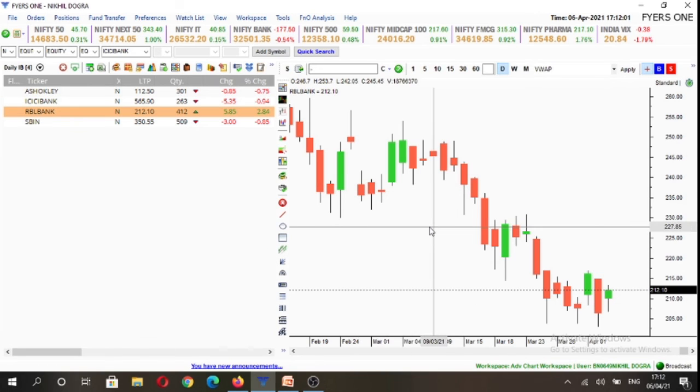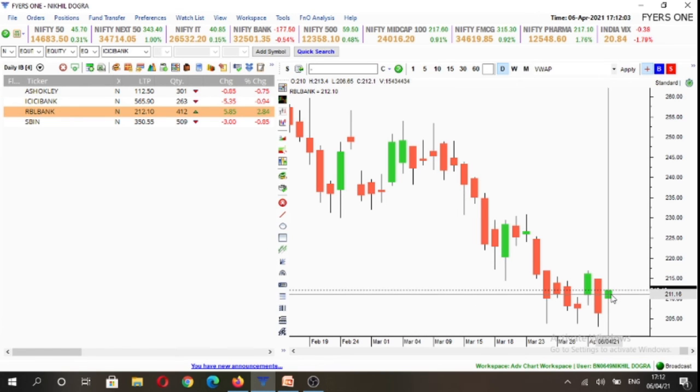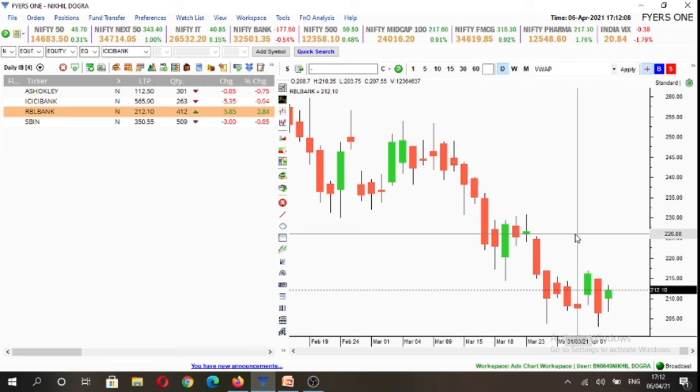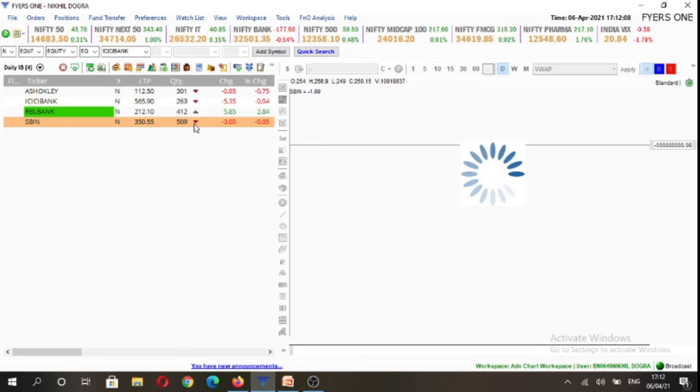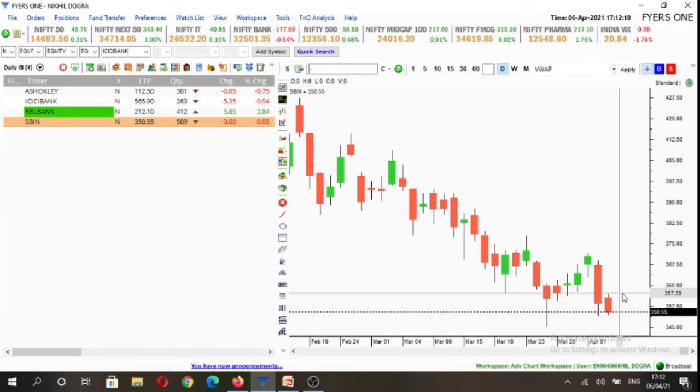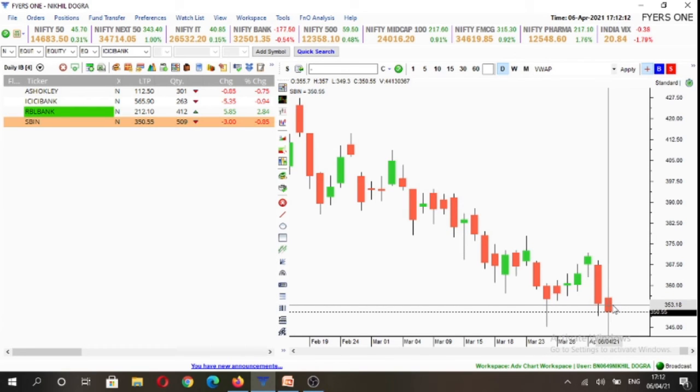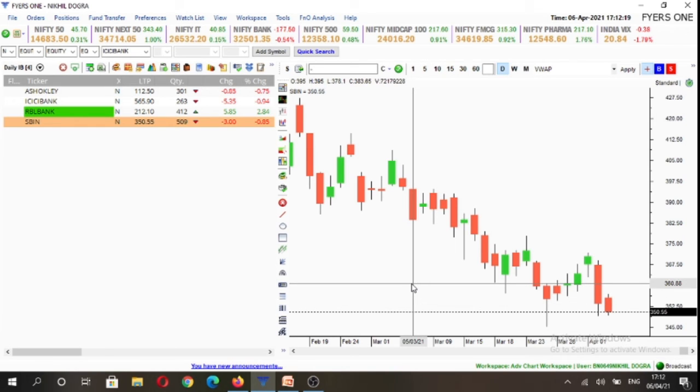Third stock is RBL Bank. We'll look for buying opportunity above 213.5 or selling opportunity below 206.5 levels. And finally, our last stock is State Bank of India. We'll look for buying opportunity above 357.1 or selling opportunity below 349.2. And all these stocks are currently in an equilibrium between both the buyers and the sellers. So if either side of the range breaks, we'll look for an entry opportunity in these stocks.